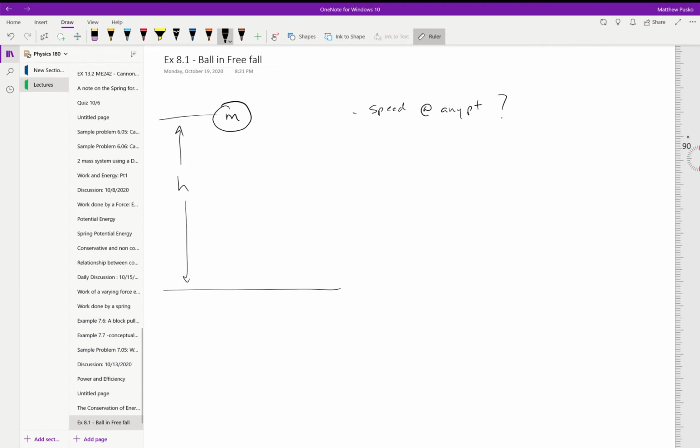So let's draw its position in some other space. We can call this 1 and this 2. And let's call this distance y. If we call y equal to 0 down here, I really recommend setting the ground to 0, or at least one of the positions, 1 or 2. I'm deriving a formula for any position, so I'm just going to use h and y for now.